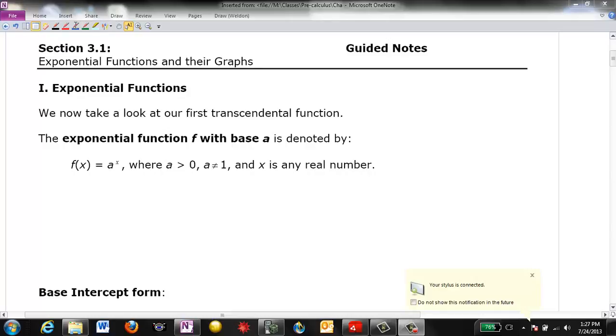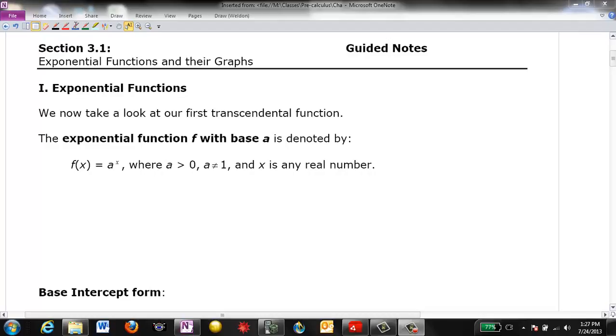All right. Welcome to your first flipped lesson. We're going to start off by talking about exponential functions and their graphs today. So we're going to take a look at what an exponential function is, and we're going to talk about some of its graphical properties to get you started in this unit.